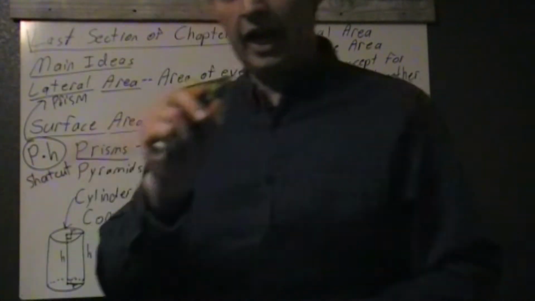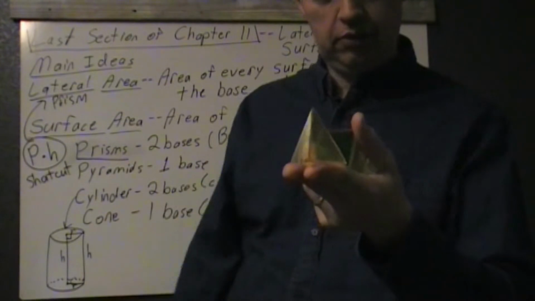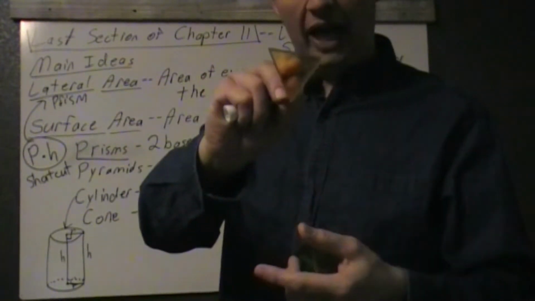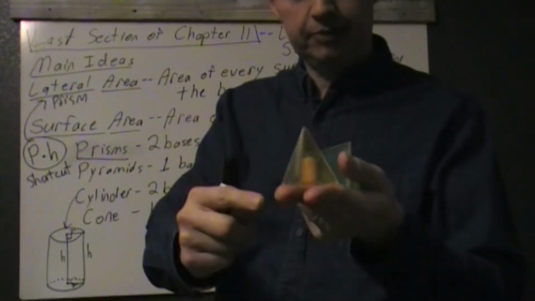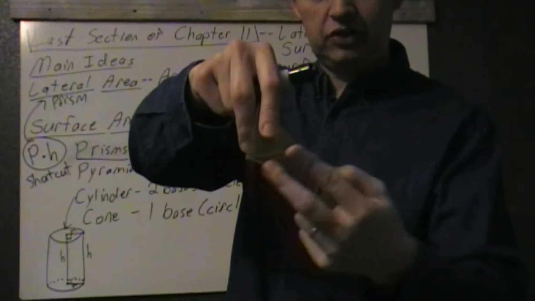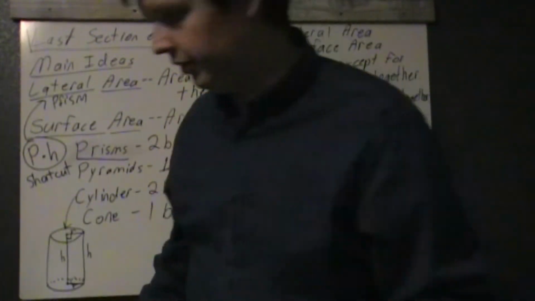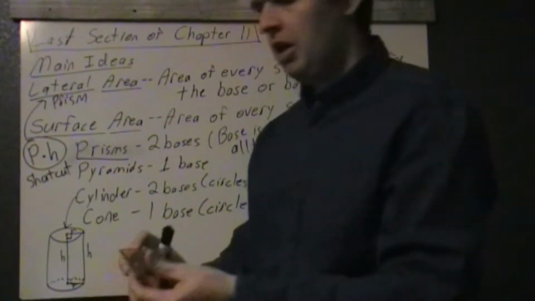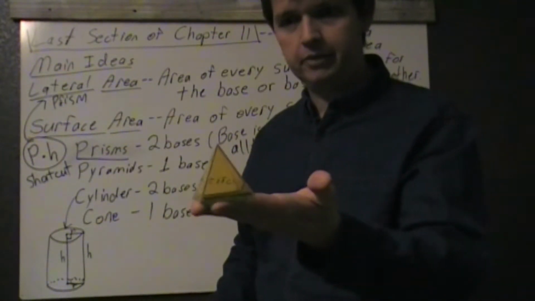See, here's a triangular-based pyramid. It's got an equilateral triangle as a base. And then it goes up with three sides. They're equal right here because this is an equilateral triangle. Make sure you understand that. That's a regular triangular-based pyramid. Alright. Let's go back to the square-based pyramid.